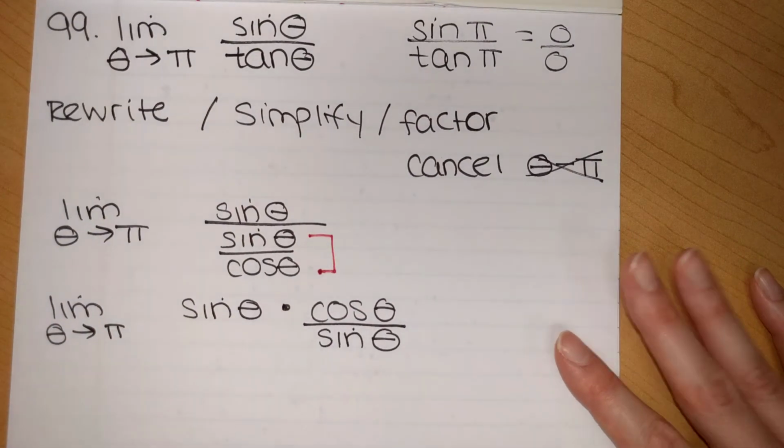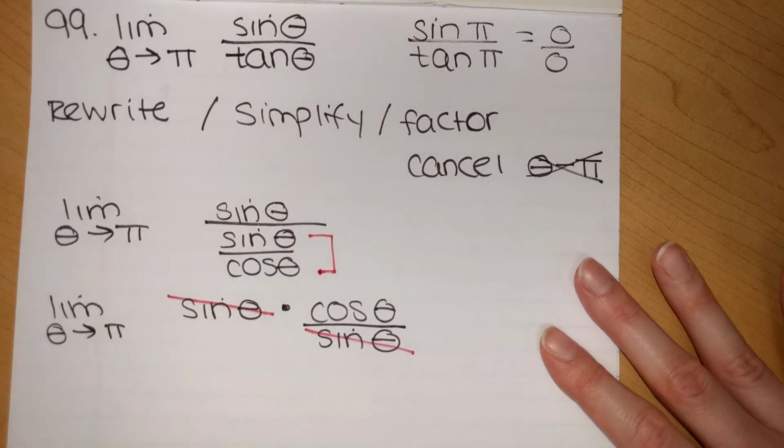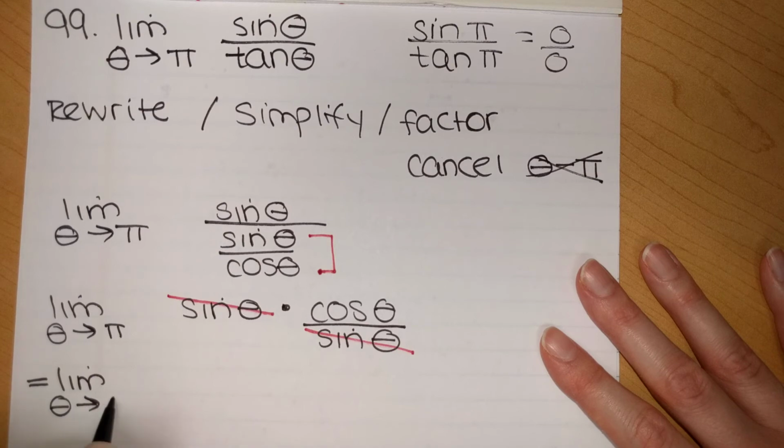And when we do that, we see that that saves the day for us, because now the sine thetas can cross out, and we are looking at the limit as theta goes to pi of cosine of theta.